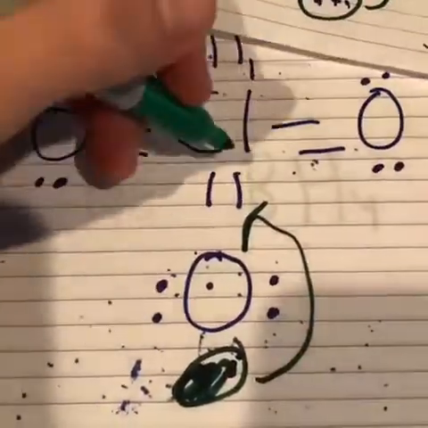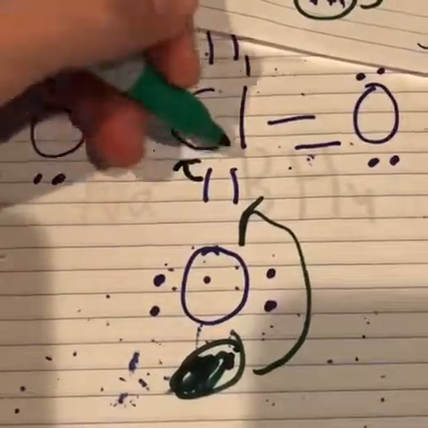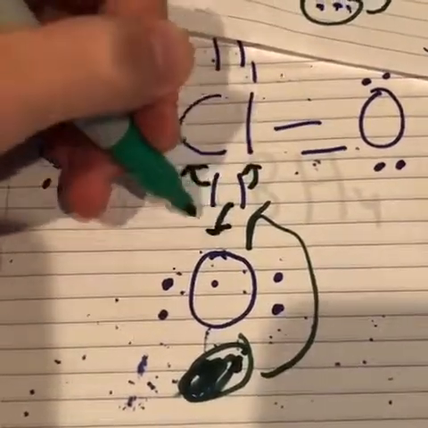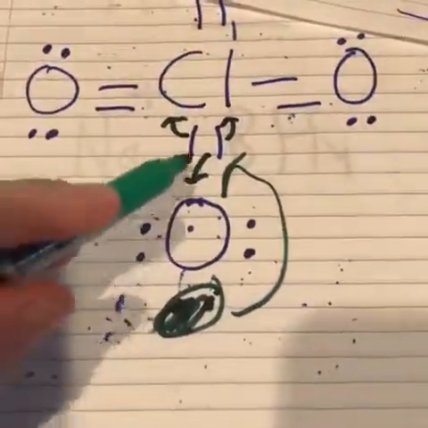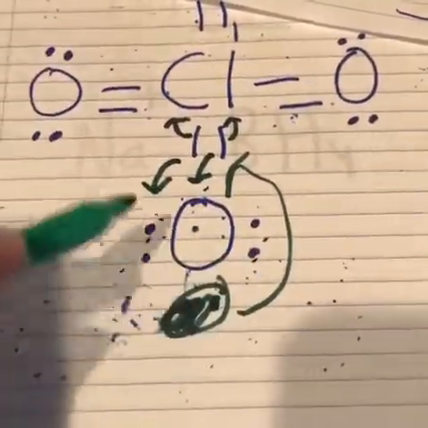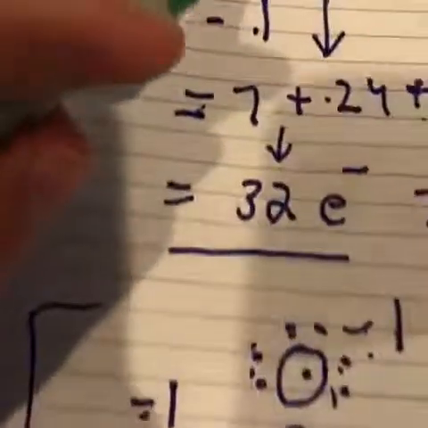Now what's that do? Remember, bonds are shared electrons, so now one of these bonds goes here, one of these bonds goes here, one goes here, one goes here. Now how many do we have? 1, 2, 3, 4, 5, 6. How many did we say we need for oxygen? It's in group 6.